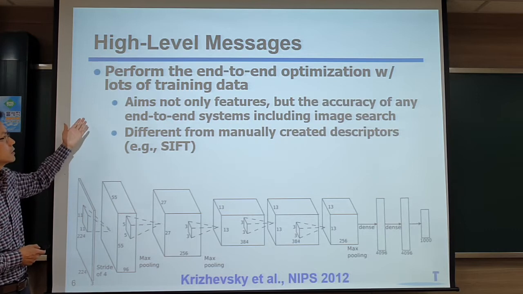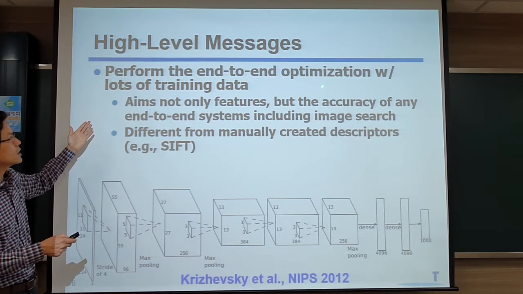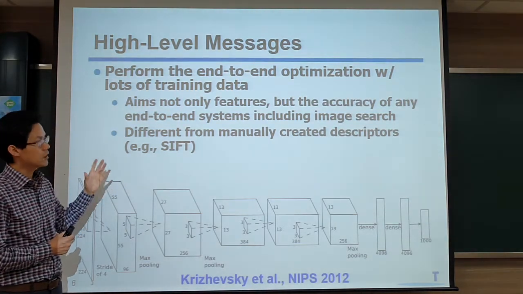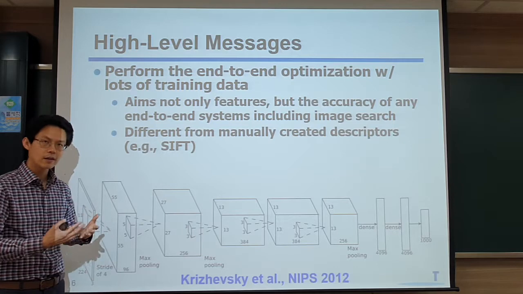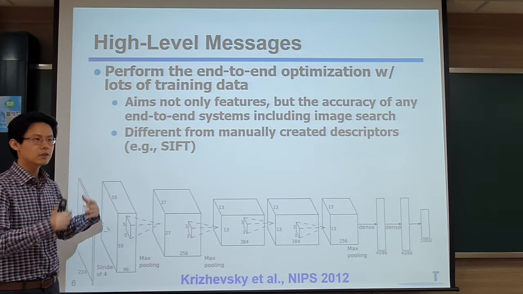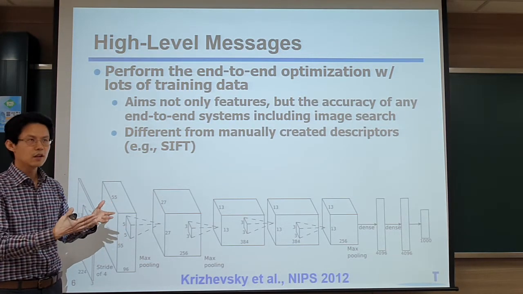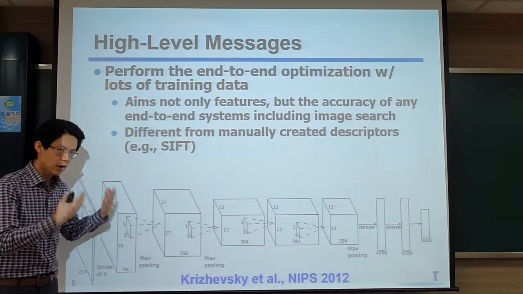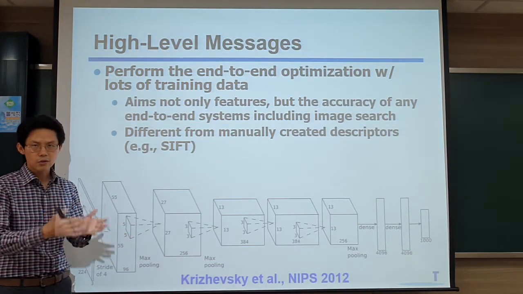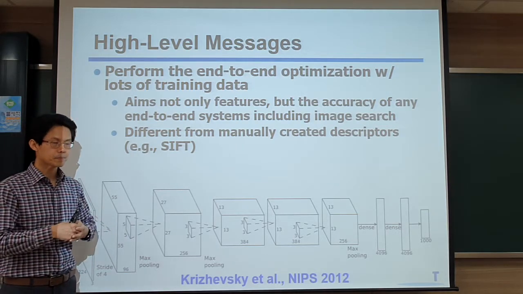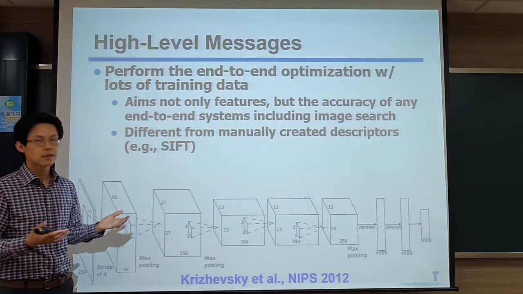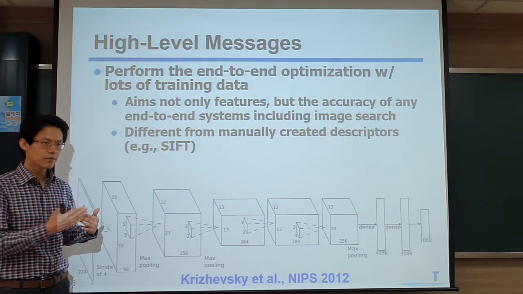Also, this deep neural net performs end-to-end optimization with a lot of training data. Before, we had very separated components. For example, we could manually define the feature like the Harris corner detector, and then once we extract the feature, sometimes we wanted to classify whether this image contains a cat or dog, right? Then we needed to design a separate classifier using an SVM, something like that, a different kind of classifier.